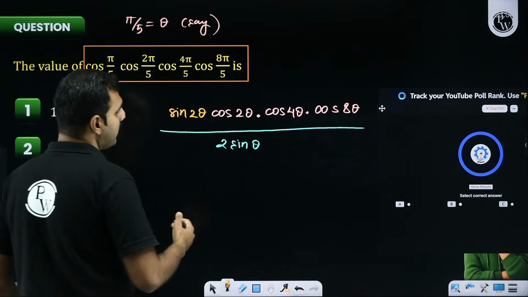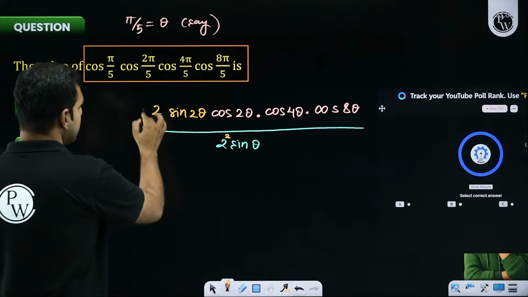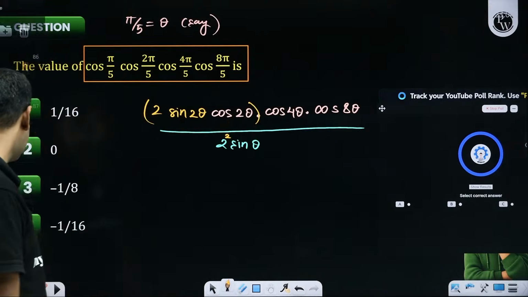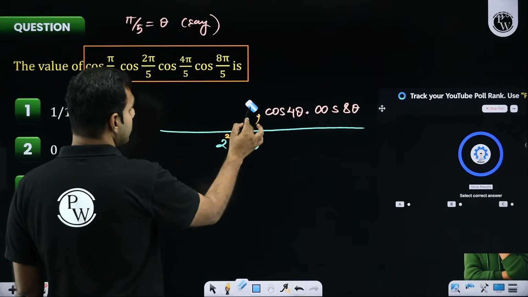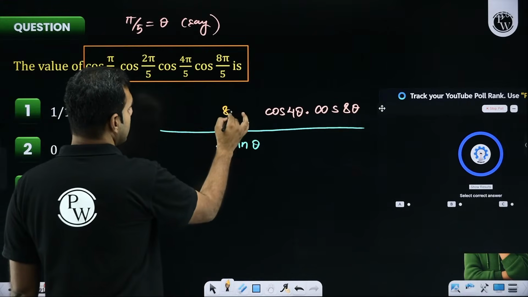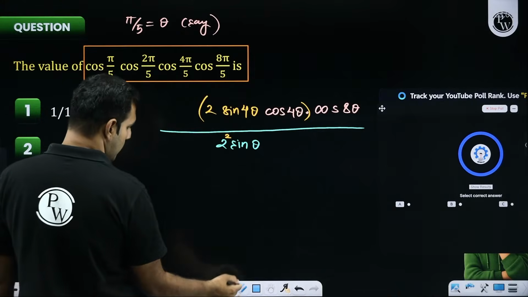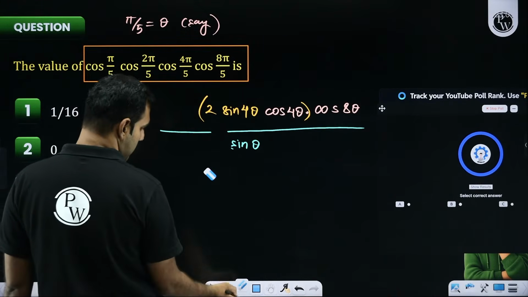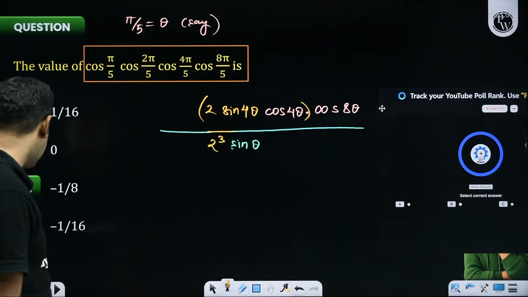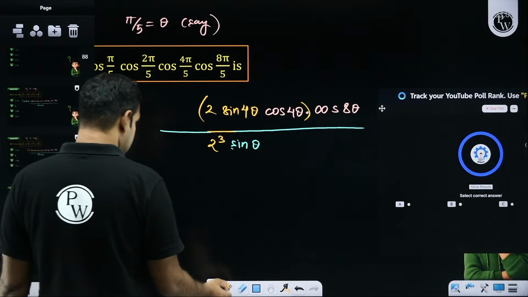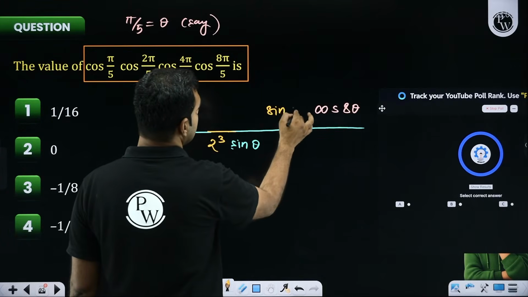I am asking you to multiply and divide it by 2 one more time. So if I introduce a 2 here, I'll introduce one more 2 here. So what is this? 2 sin 2 theta cos 2 theta. Sir, that is clearly sin 4 theta. Again, if I multiply by 2, I'll have to divide by 2, so it is already 2 square, and it will become 2 cube, yes or no? Then 2 sin theta cos theta, what would that be? That will be sin 8 theta.